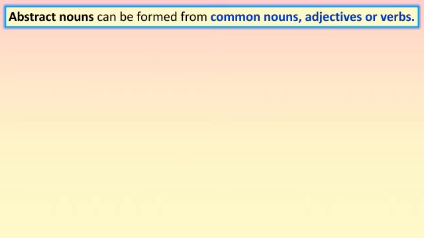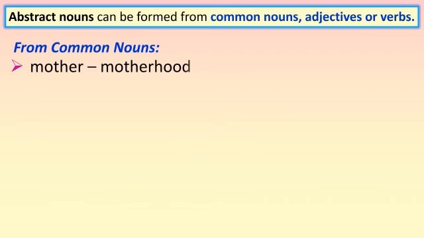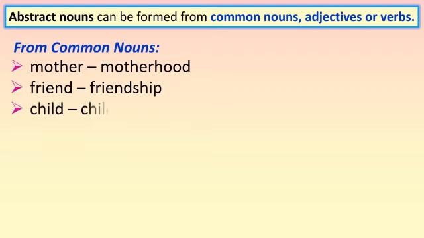Abstract nouns can be formed from common nouns, adjectives, or verbs. Children, let's see how we can form some abstract nouns from common nouns. Mother, motherhood. Friend, friendship. Child, childhood. King, kingship.